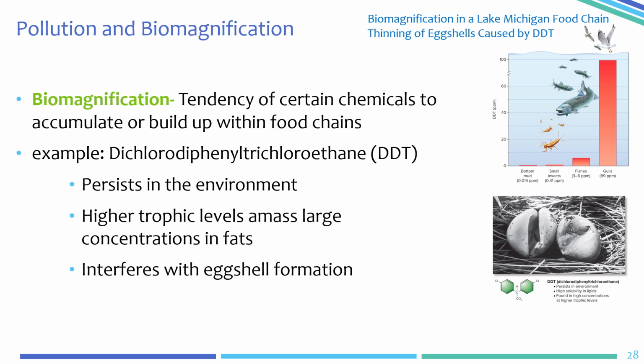This particular example is the Lake Michigan food chain. It wasn't just Lake Michigan, it happened in a variety of places, but this does show the accumulation of DDT in the seagull population, who were of course feeding on fish, and you can see that it is amplified exponentially in those birds of prey.